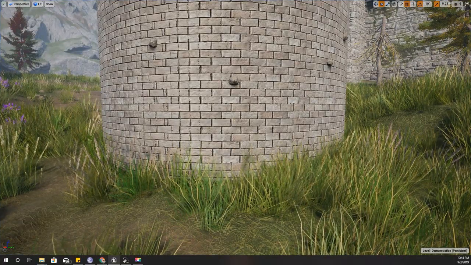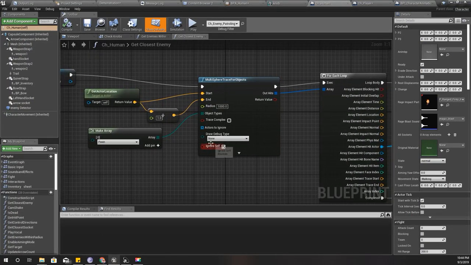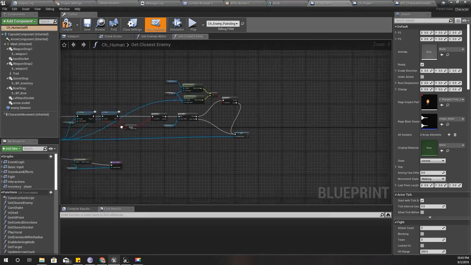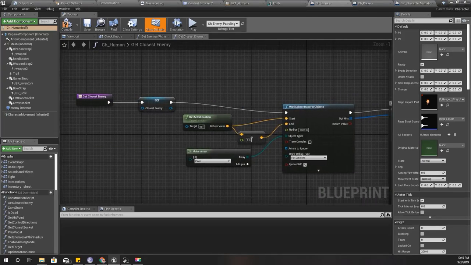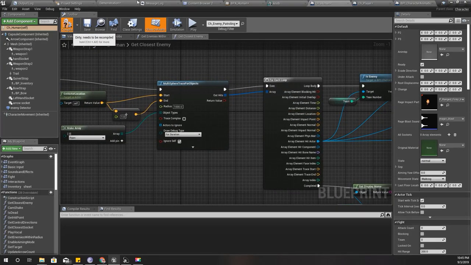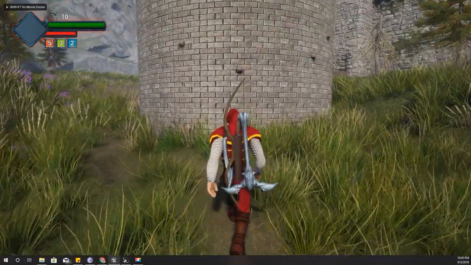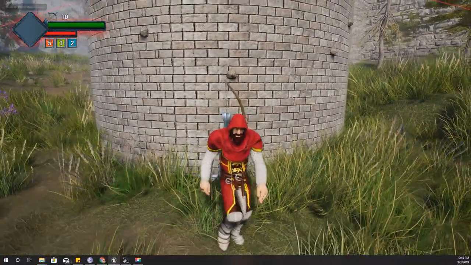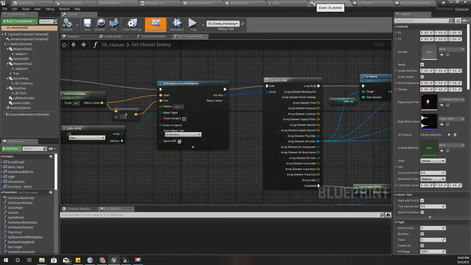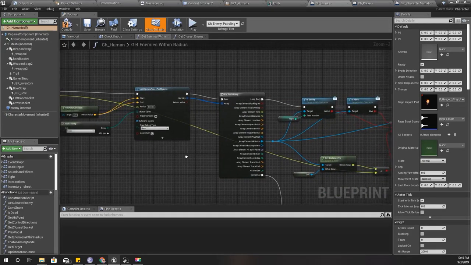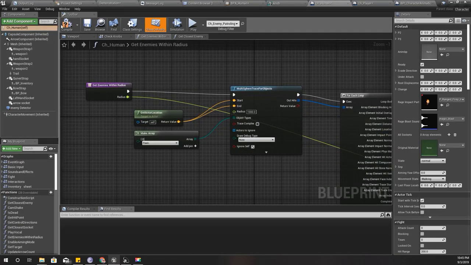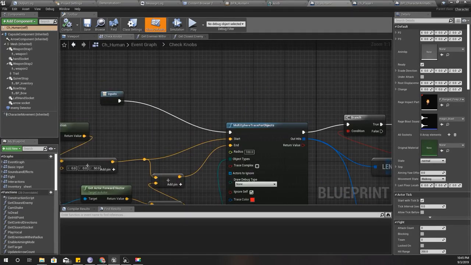So how can I solve that? Well, first I will enable this debug type for duration. Then I can see where is the hit point. Wait, why didn't I see that? Ah, this is not the one. This is getting the closest enemy. This is the one I need to enable.